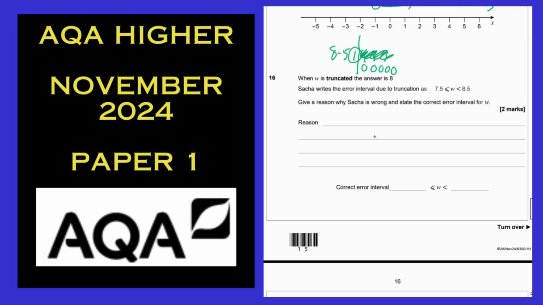Sasha writes the error interval as that. Give a reason why Sasha is wrong. The reason you need is that the smallest, if it's truncated to 8, the 8 can't be a 7. The 8, the smallest it can be, is 8. That is literally the smallest number that Sasha could have had. So that should be on your lower limit.